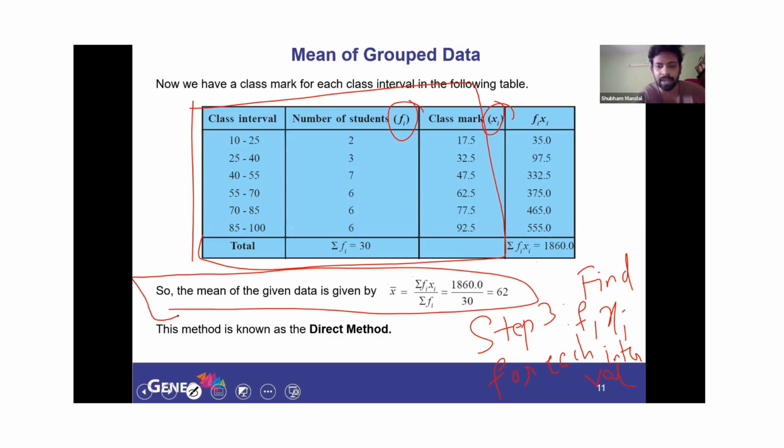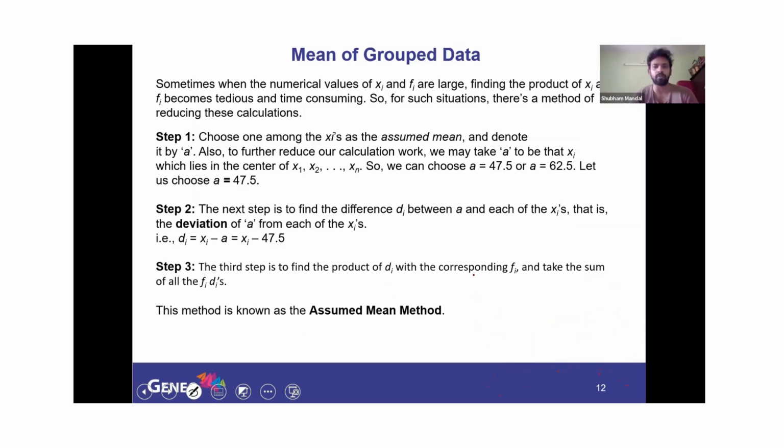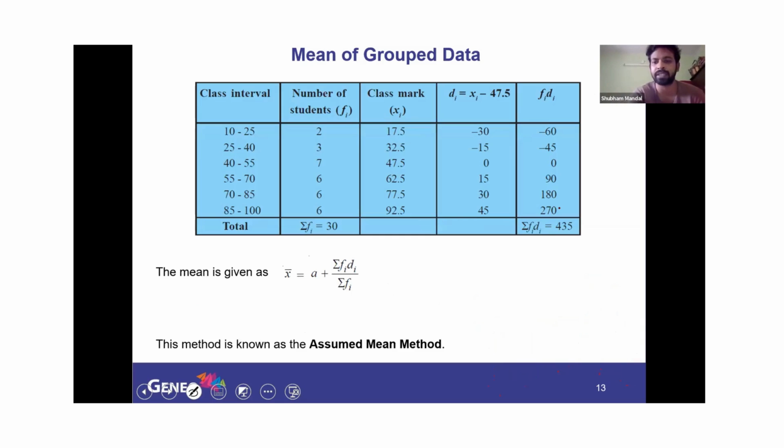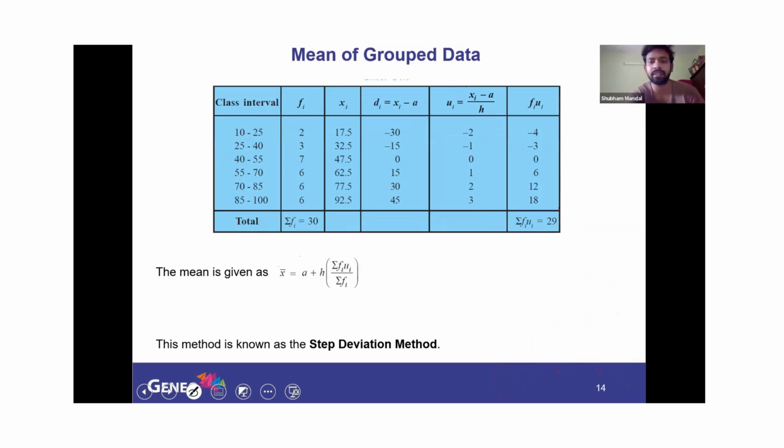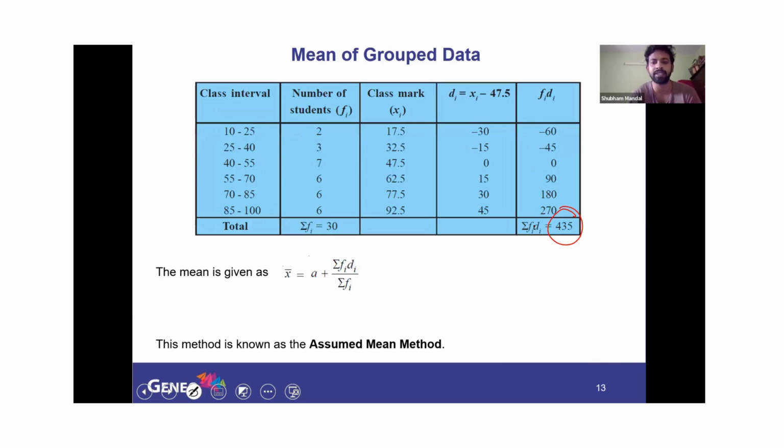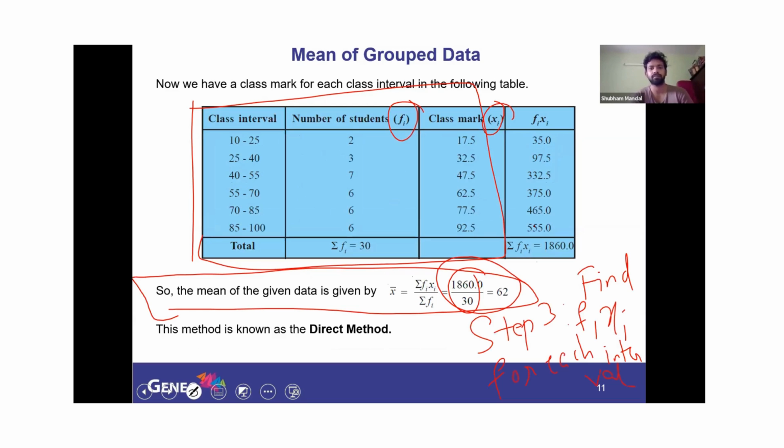See, the calculation of fi xi in this direct method is a lot. You see 1860 and all, you will get sigma fi xi. But as you go from one method to another, in the assumed mean method, the sigma fi di calculation has come down significantly. You're getting 435. And finally, in the step deviation method, the calculation is very easy. You'll just do it within 1 minute. See the final value here. It's just 29. From 1860, you have come down to 29. How the calculation has decreased.